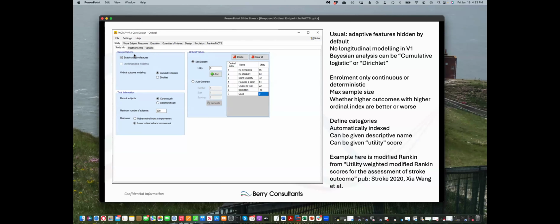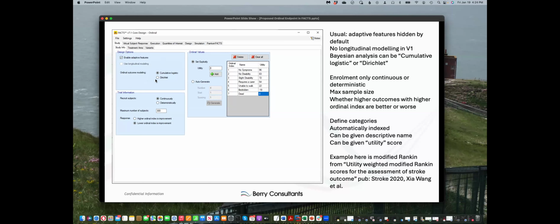So first of all, this looks fairly familiar. We can turn on adaptive features or leave them off to leave the user interface a little simpler if we don't need them. One day we'll be able to turn on longitudinal modeling, but as Todd said, we're going to leave that for a later update, not have it in version 1.